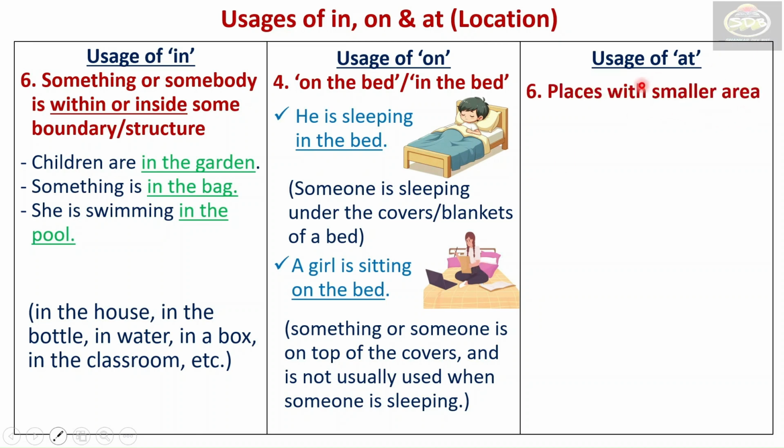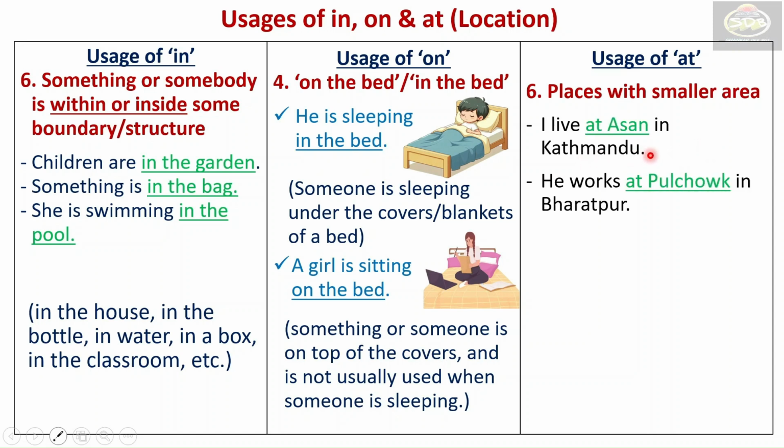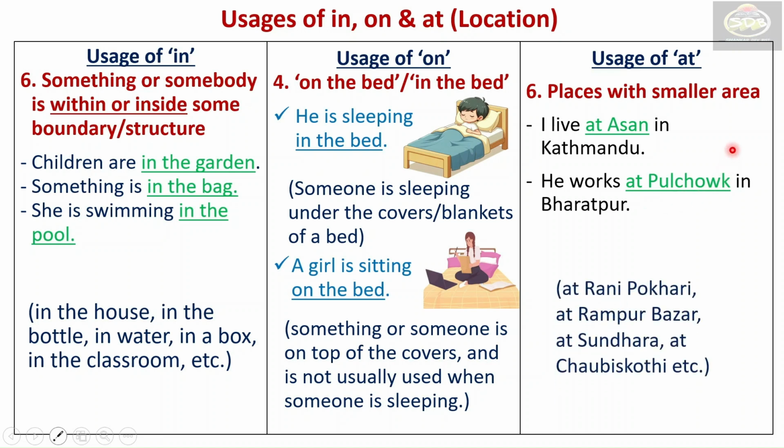Places with smaller area. We use at with the places which have very small area, very small location. Example: I live at Asan in Kathmandu. In Kathmandu, at Asan. In Bharatpur, at Pulchok. At Rani Pokhari. At Sundara. At Chobiskoti. These are smaller places having a little area. Therefore, with these type of nouns, we use at.